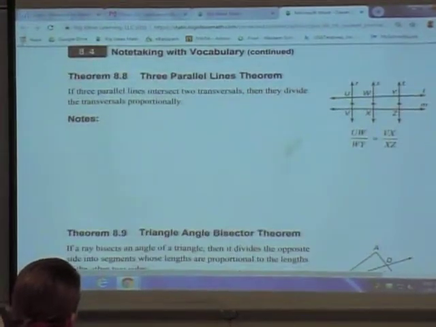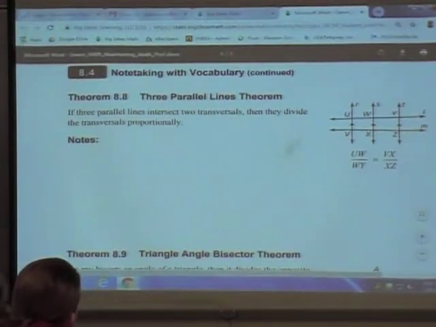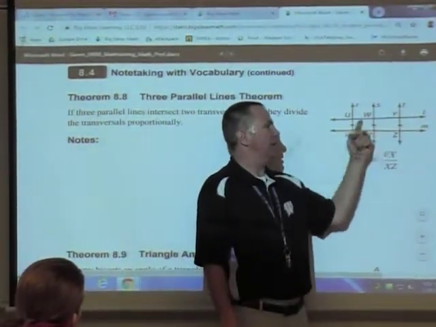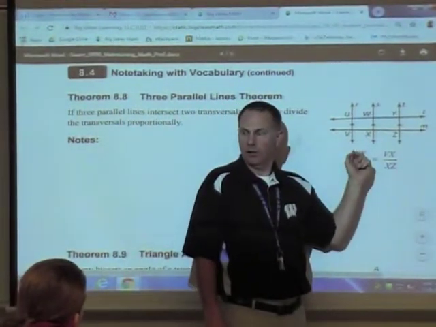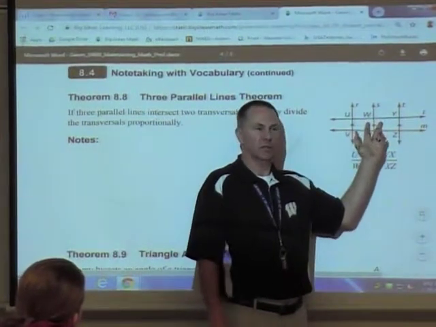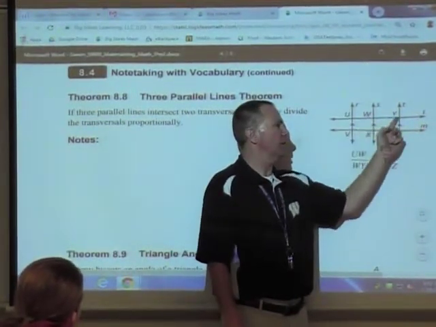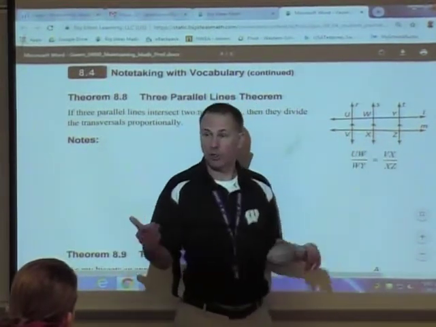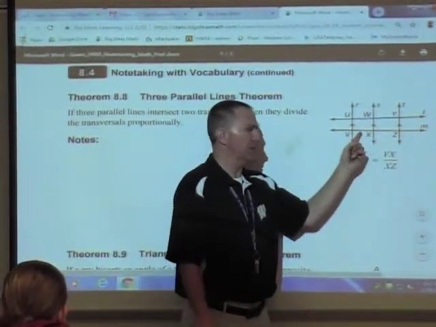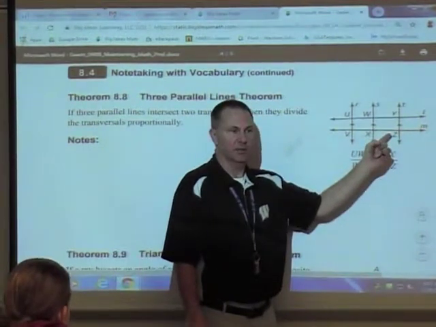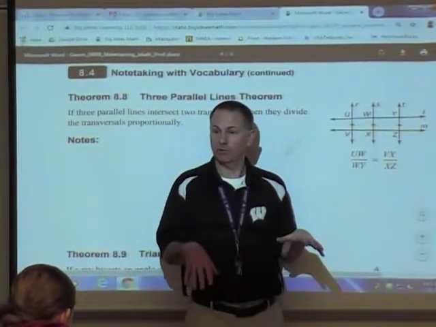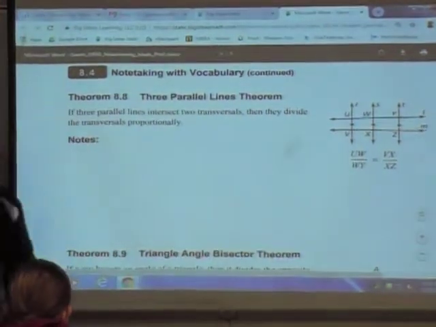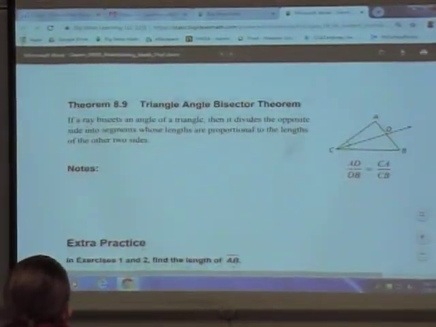Alright? And then if you have three parallel lines, the two transversals that go through are cut into pieces. These pieces are in a way that you can set up a proportion. UW is to WY as VX is to XZ. You also can go up and down. This piece is to this piece as that one is to that one. Just go the same direction. Got it? So again, we're just doing proportions. We've been doing proportions the whole week and last week.